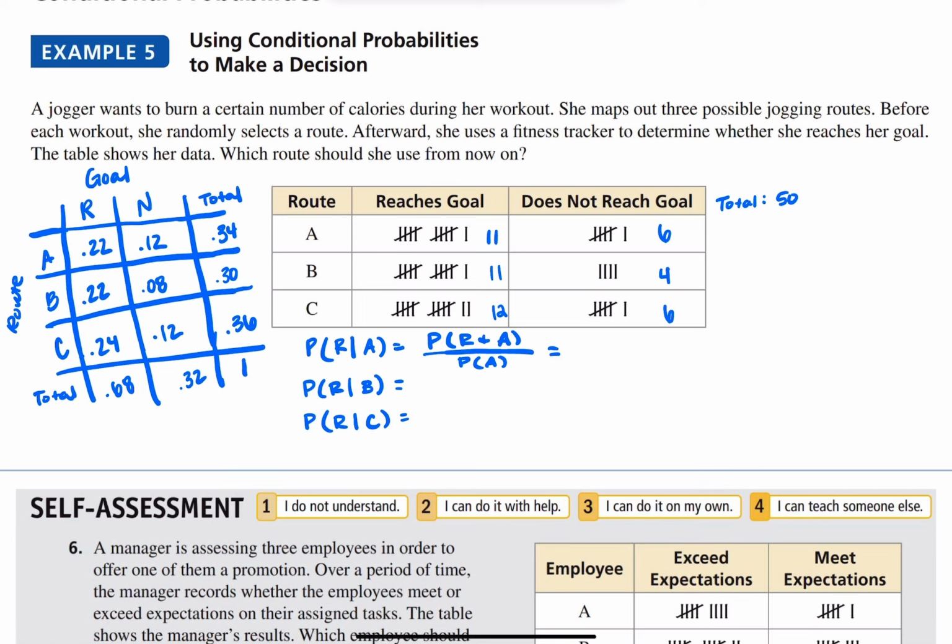So reaches and A, that's 0.22, over route A, that's 0.34. Which we would find is about 0.647. Next, probability that she reaches her goal given that it's route B. So reaches and B given B.